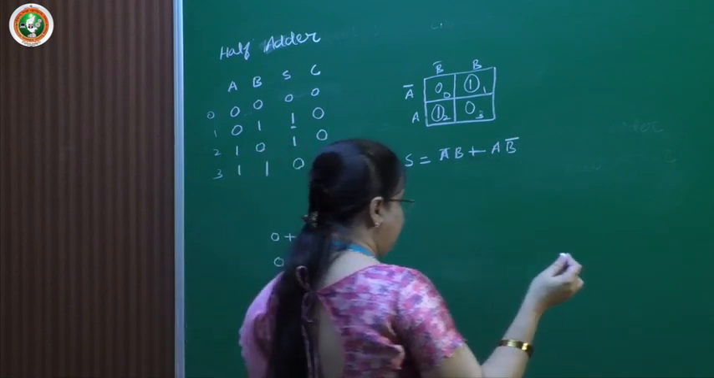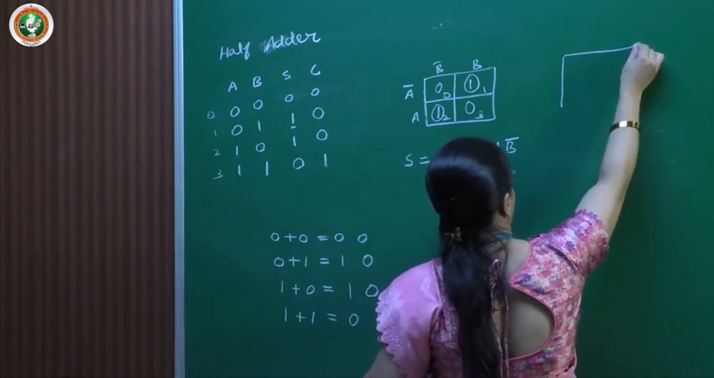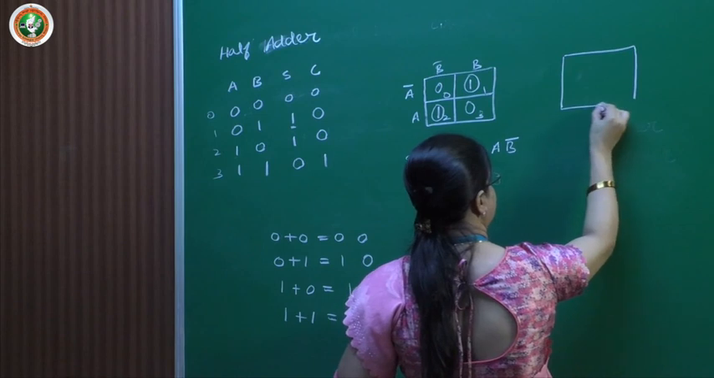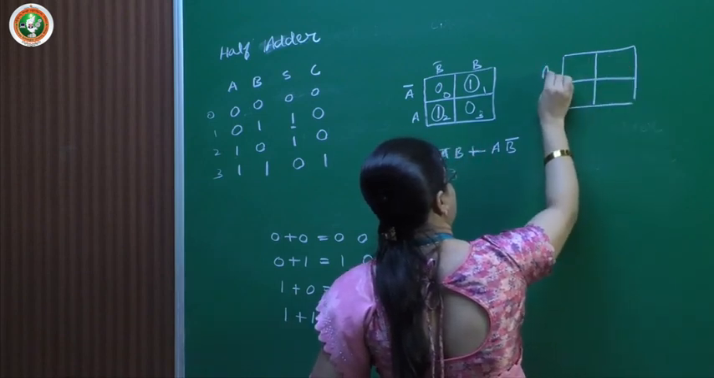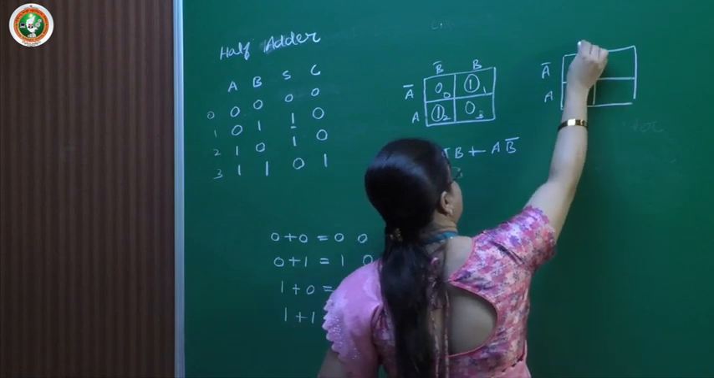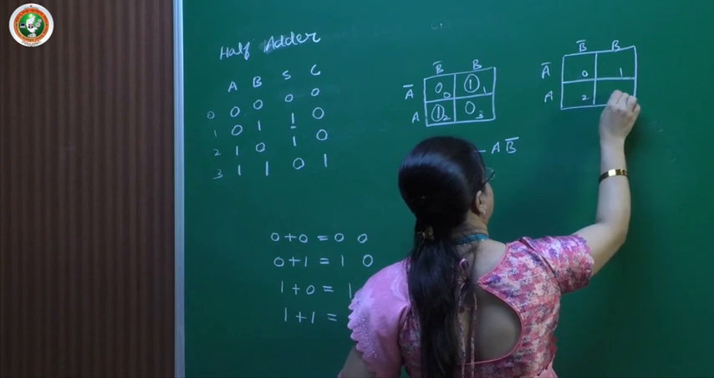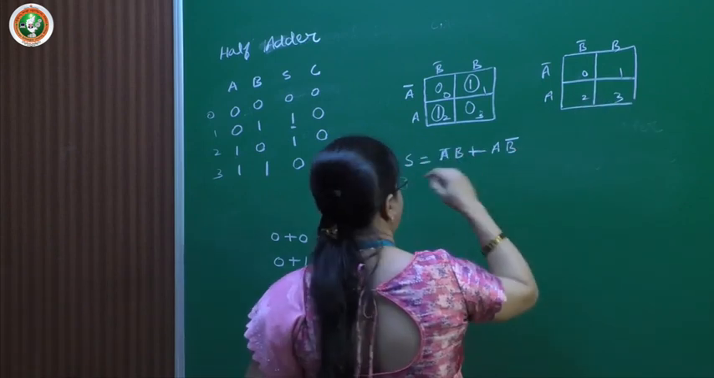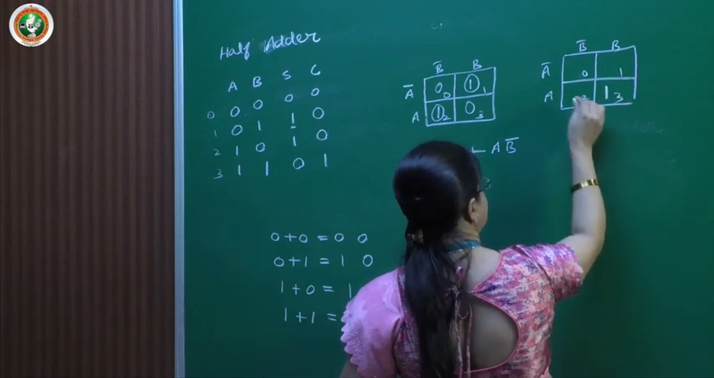Then in a similar fashion, let us try to find out the simplified Boolean equation for carry. A bar, A, B bar, B, 0, 1, 2, 3. You can see there is only one entry, for the minterm 3. So I will make this entry 1.